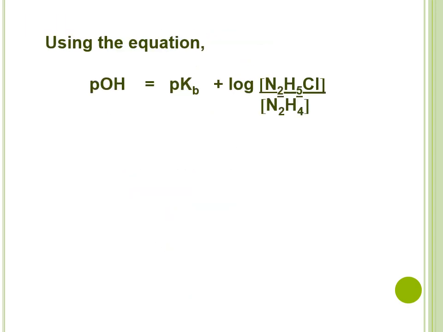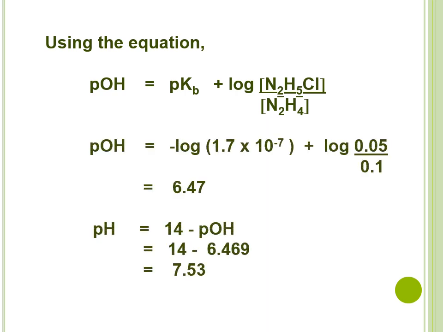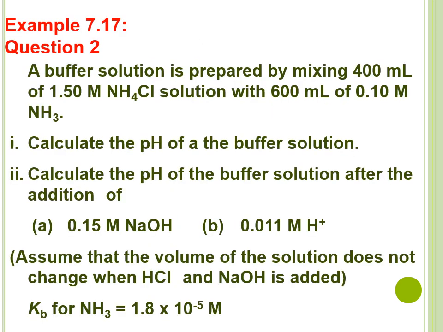By using the Henderson-Hasselbalch equation, we insert all the values that we have calculated previously. So pOH equals negative log 1.7 times 10 to the power of negative 7 plus log 0.05 over 0.1. We got 6.47. Remember, this is pOH, not yet pH. So to get pH, we do 14 minus 6.47. We got 7.53.